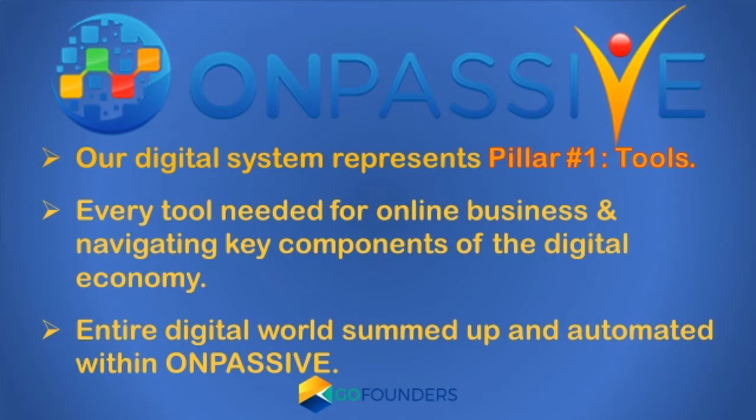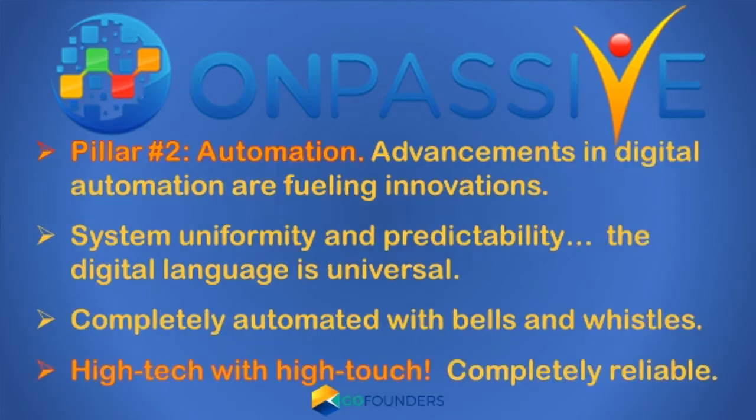Pillar number 2 is automation. Advancements specific to Onpassive in areas of digital automation are fueling innovations that aid technological transitions, and they produce life-changing results. This means that our systems are completely automated. This automation makes it possible for people from all walks of life, all the various backgrounds, to use our systems with uniformity and predictability, because the digital language is universal. It flatlines all the drama. It provides a level playing field for our members, and it continues hands-free productivity while we're on vacation or something. And anybody can do this.